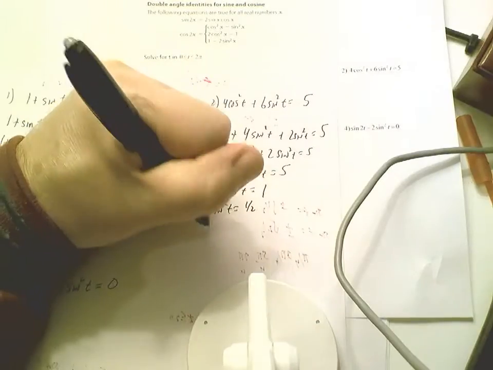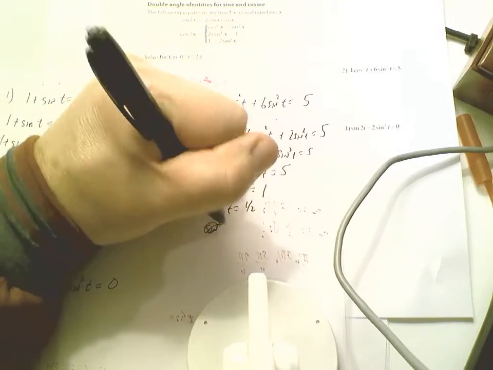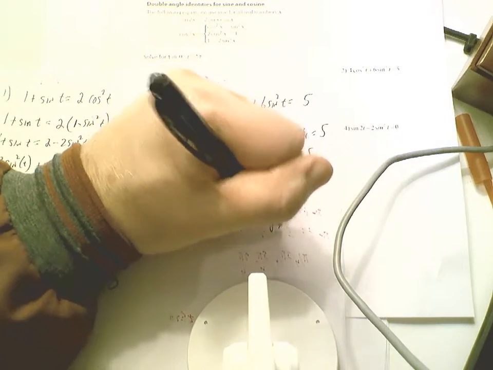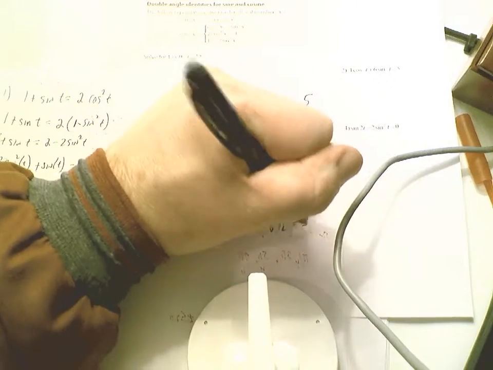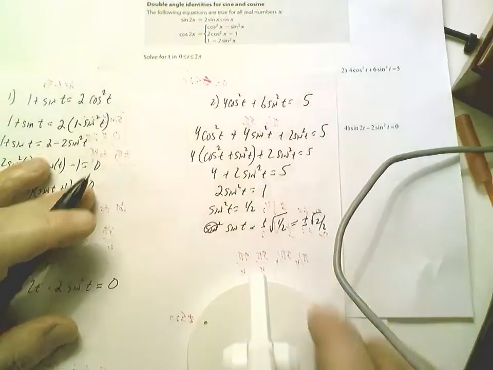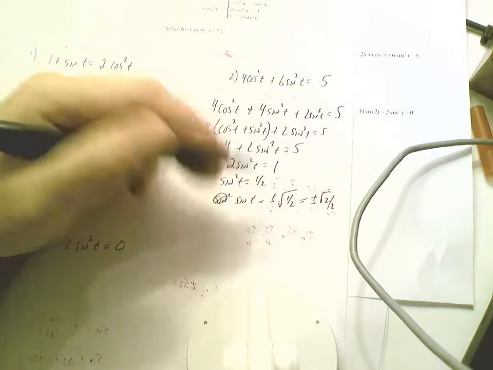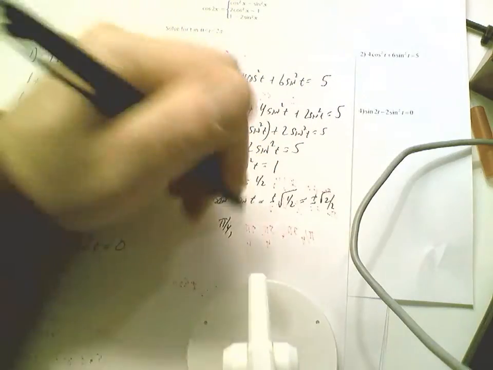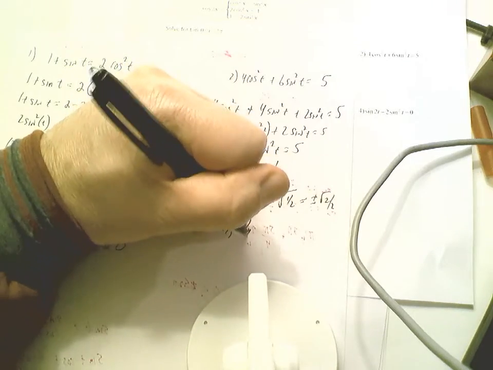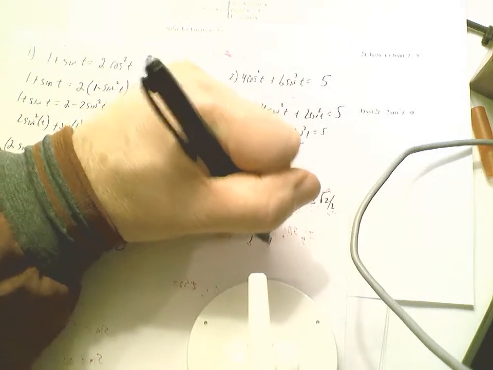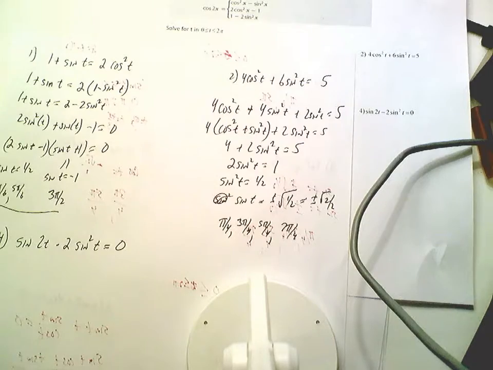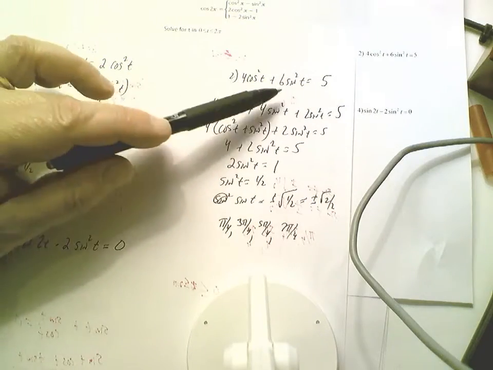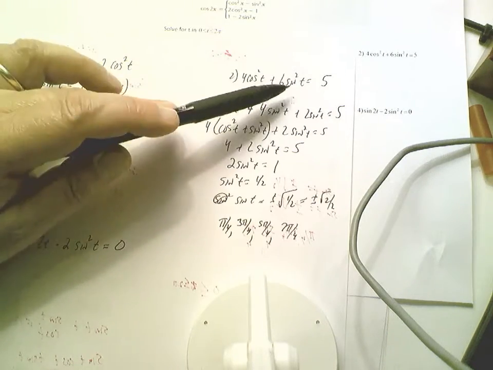Sine of t equals what? Plus or minus the square root of 1/2 equals plus or minus square root of 2/2. And we're good on the unit circle. We know that's the one that bounces back across the pi over 4s. Pi over 4, 3 pi over 4, 5 pi over 4, 7 pi over 4. So this one a little bit tougher, but again, a Pythagorean identity really bailed us out quite nicely.